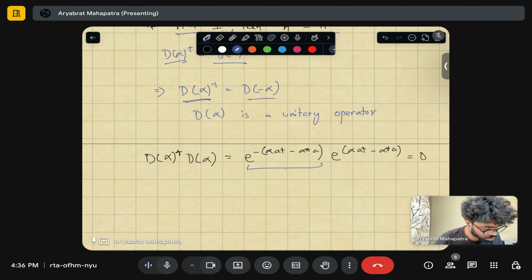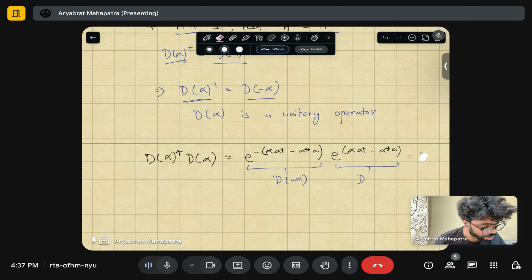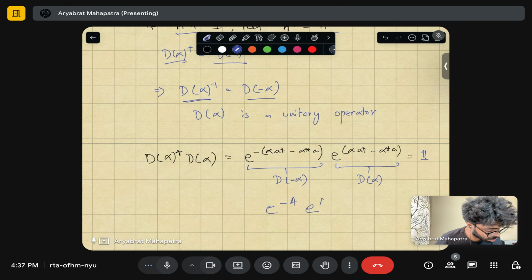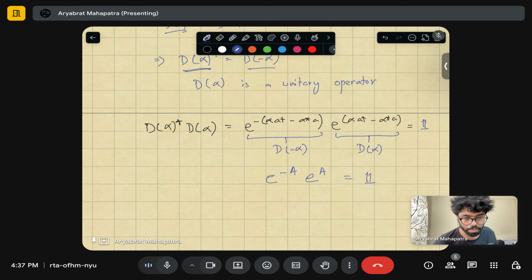Here you see this is your D of minus alpha, and this is your D of alpha. Sorry, this is not 0. This is your identity operator. Here this is basically e to the power minus a, and e to the power a is identity operator. So again, as I said, you can write in this case e to the power minus a multiplied with e to the power a equal to identity operator.